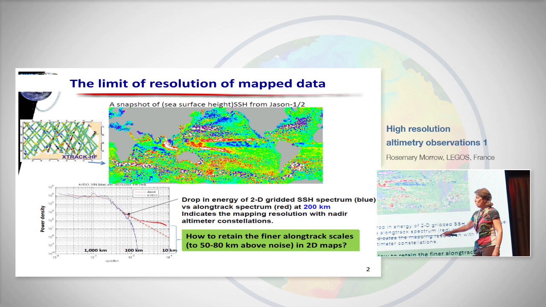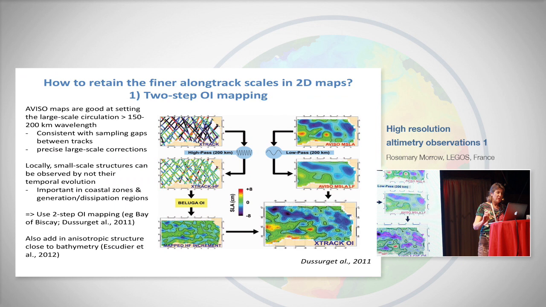However, there have been some studies where people have said if we want to maintain the smaller scale structures, we can perhaps add that in locally when it's available along the tracks. And so Aviso is giving us the larger scale 200 kilometre structures. And if there is more information locally available, we can add that in. It's not consistent temporally, because it will only be available close to where the observation is, but it does mean there is a bit more information that can go into these gridded maps.